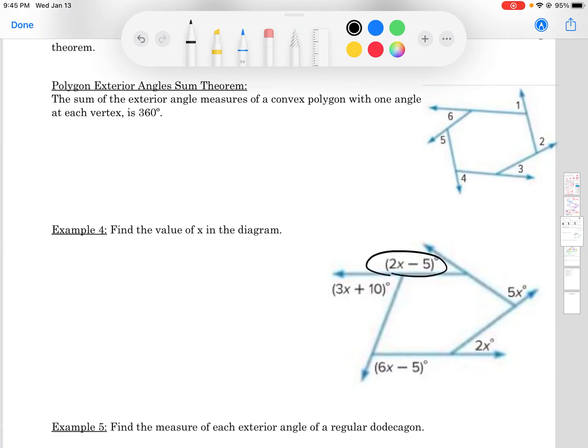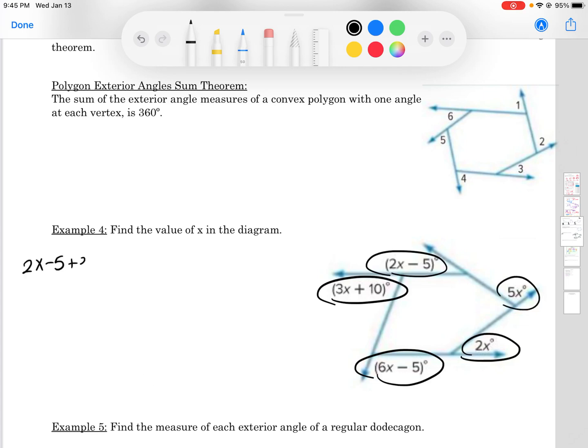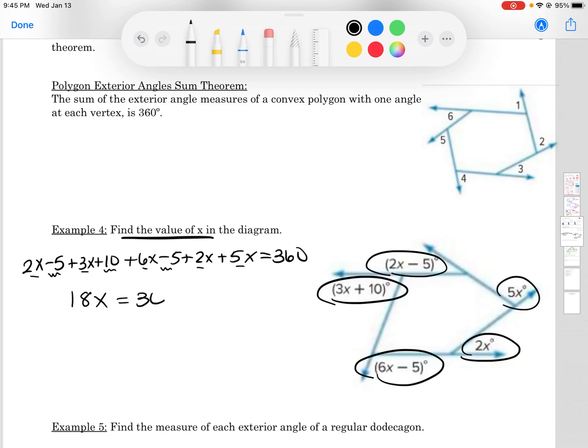So let's take a look here. We know that if I add all of these together, they equal 360. So 2x minus 5 plus 3x plus 10 plus 6x minus 5 plus 2x plus 5x is going to equal 360. And it just says to find the value of x, but we could always find the angles if we plugged back in. So 2, 3, 6, 2, and 5. So 2 and 3 is 5, 11, 13, and 18 for x. And let's see, negative 5 and 10 is 5. So minus 5 is 0. So I think we just get that 18x is equal to 360. So that means that x is going to equal 20.